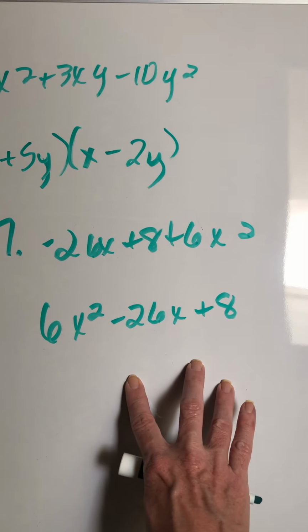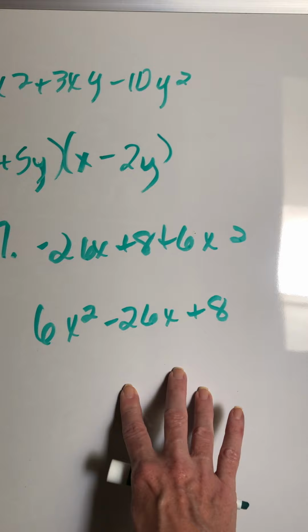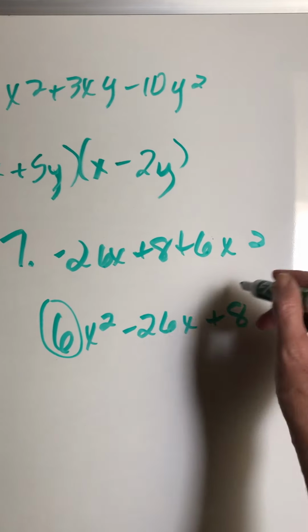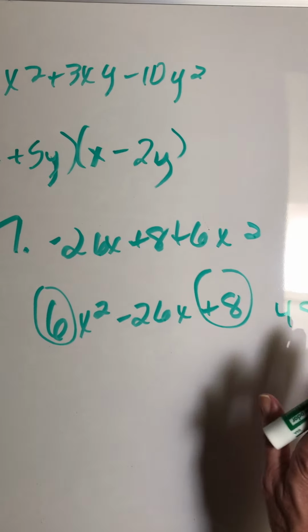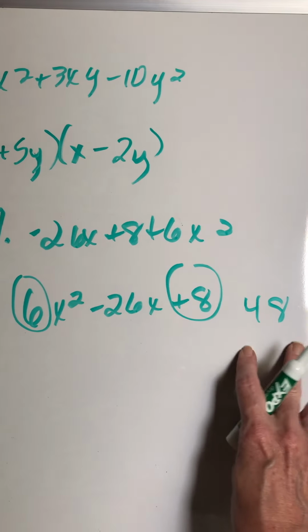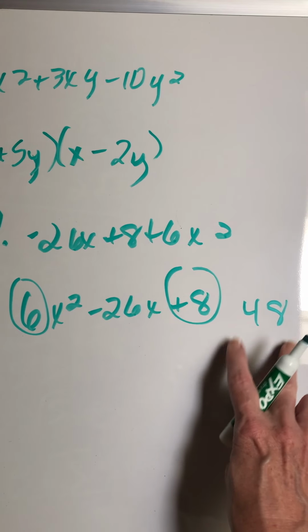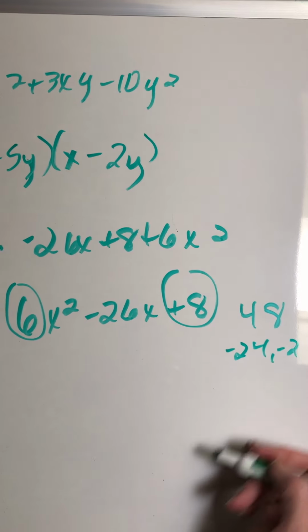Now there's a couple of different ways you could do this. You could go ahead and multiply 6 times 8. In fact, I'm going to show both ways, okay? We're going to multiply 6 times 8 and you get 48. So I need the factors of positive 48 that give me negative 26. So they're going to have to both be negatives because I've got to multiply to be a positive and add to be a negative. So negative 24, negative 2.